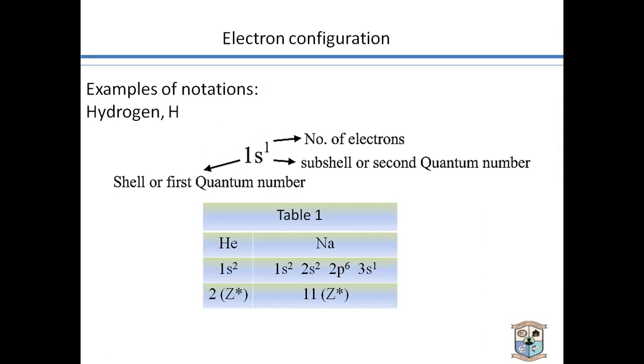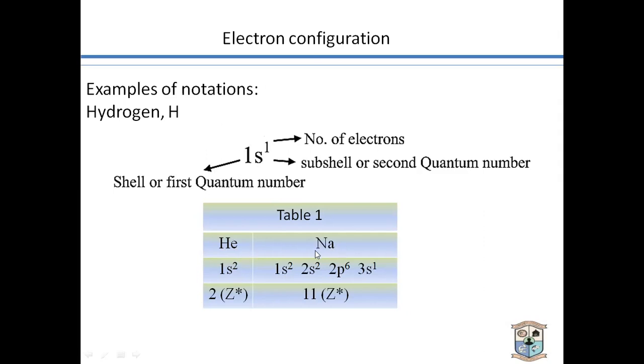Then in this table here, we have helium. How many electrons does helium have in its outer shell? It's 2. So helium will be 1s2.